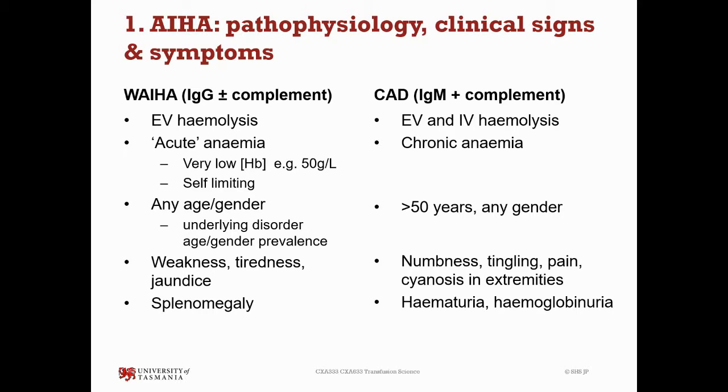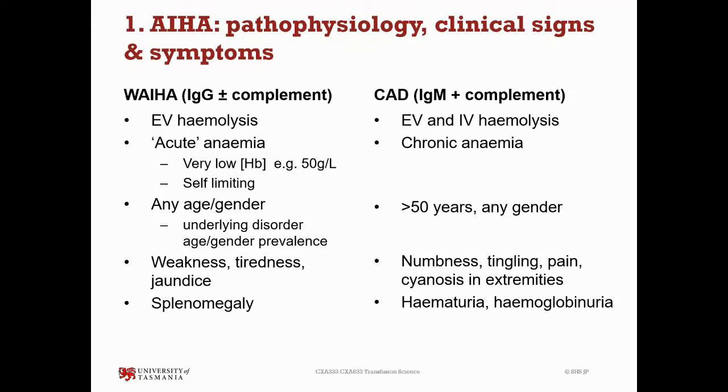Cold agglutinin disease, on the other hand, tends to be extravascular and intravascular hemolysis, depending on whether that IgM antibody has been able to cause agglutination of red cells and complement activation to the hemolytic stage in the periphery, or whether it's only been able to activate complement to the cell surface stage and then dropped off the red cells.